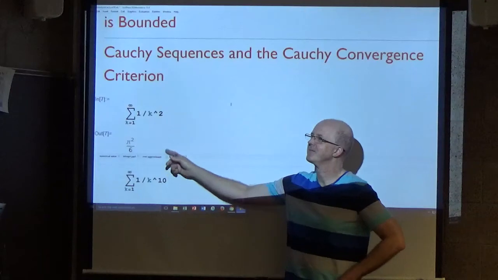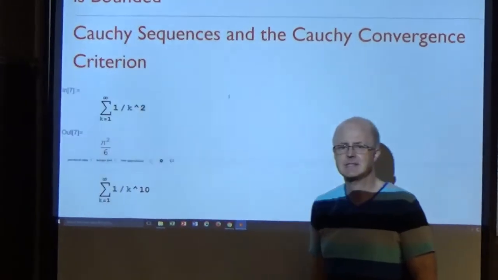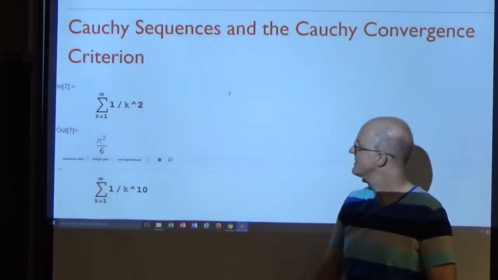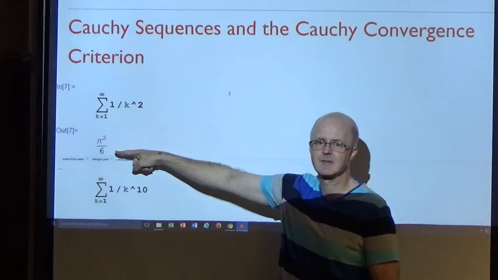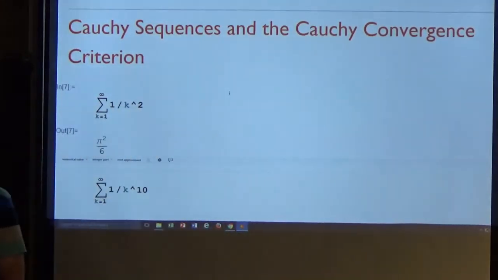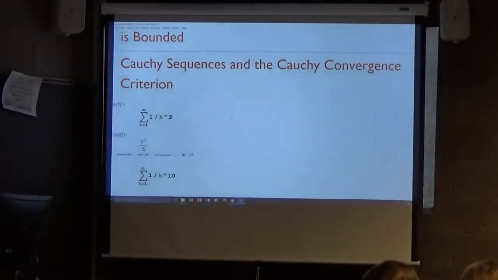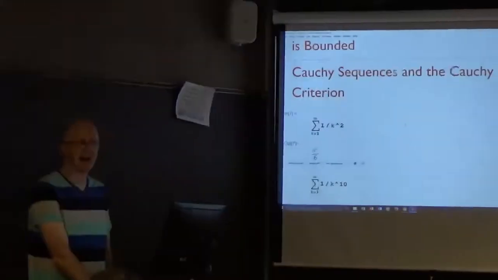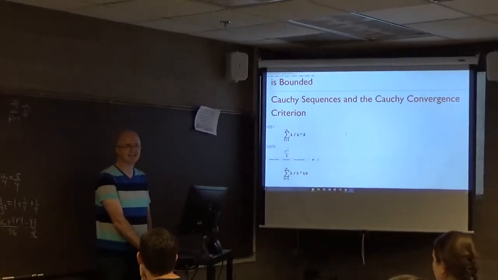It took Euler's genius, Euler lived in the late 1700s, to figure out that it equaled pi squared over 6. Newton and Leibniz, geniuses that they were, could not figure it out. The Bernoullis could not figure it out. Euler figured it out. And in Foundations of Math, in your Journey Through Genius book, you'll read about how Euler did it.